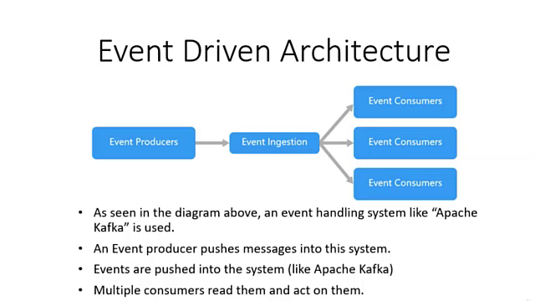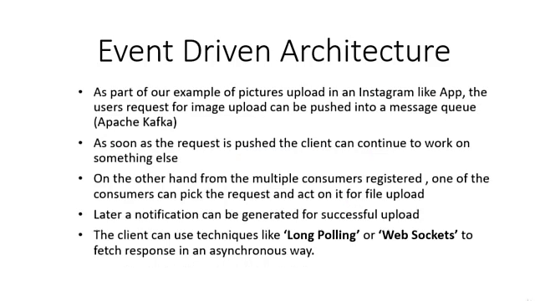This is an example of a diagram for event-driven architecture. You can have event producers that are producing events, pumping them into event ingestion, and then there are some consumers registered to read data from event ingestion. Event ingestion can be a queue from where the event consumers are reading the message.